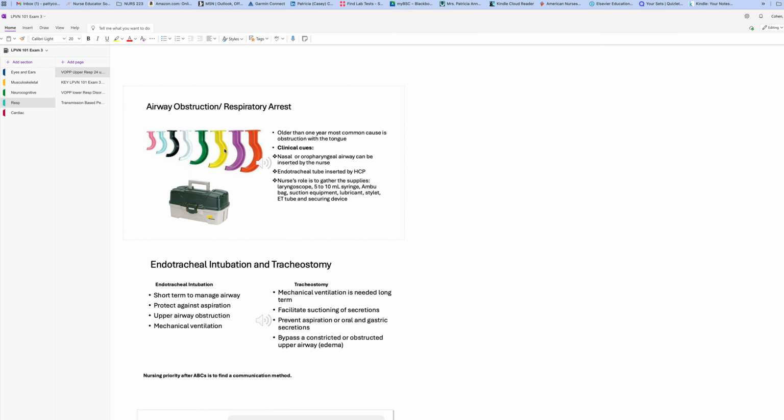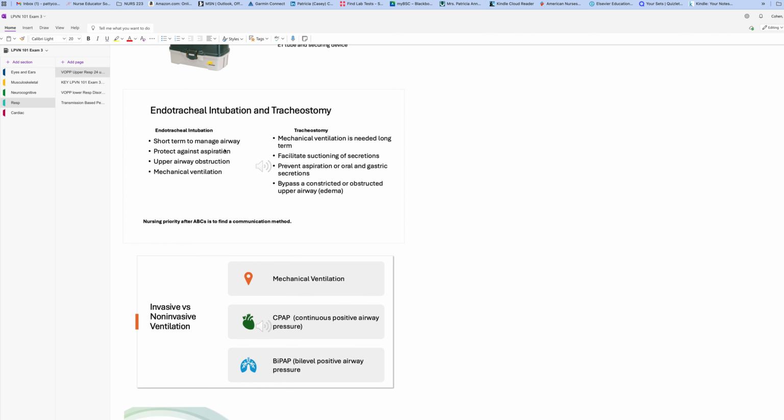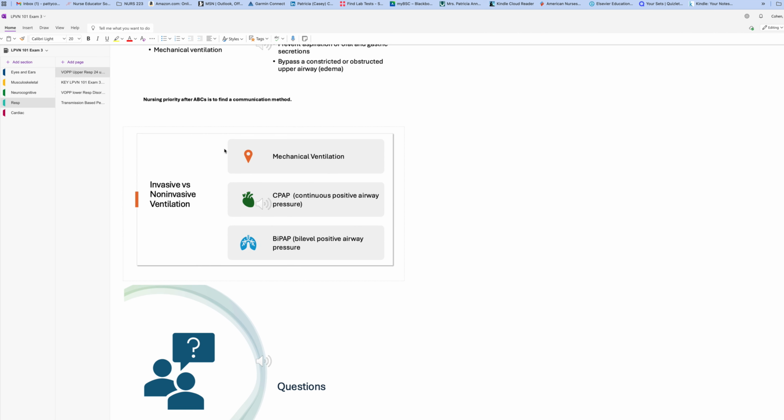And then endotracheal intubation and tracheostomy. You know that with suctioning, you always have to hyperoxygenate. Okay, so make sure you remember that.